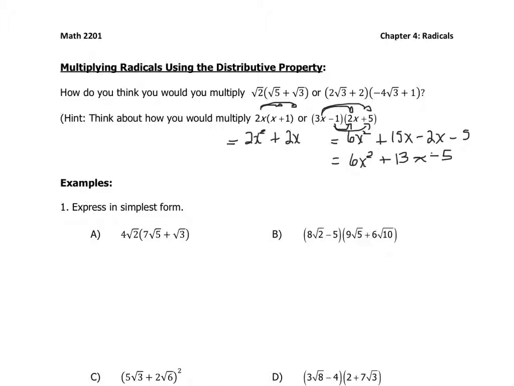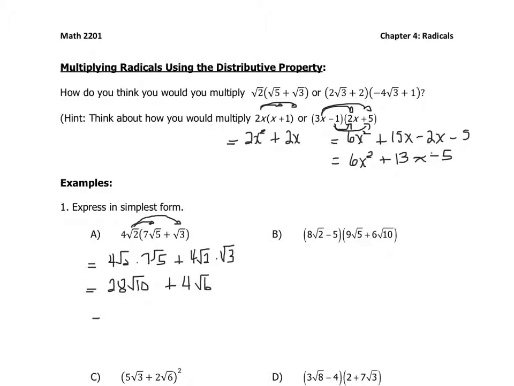So in this case, the first example here, if we're going to simplify this expression, we would distribute the 4 root 2, and that would give you 4 root 2 times 7 root 5 plus 4 root 2 times root 3. And if you use your rules for multiplying radicals, this becomes 28 root 10 plus 4 gets multiplied by what's understood to be 1 in front of that root 3. So that would become 4 root 6.